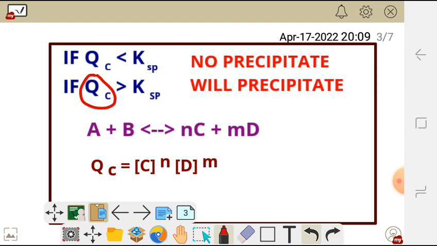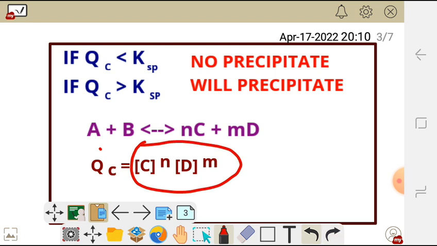The QC is calculated using initial concentrations of the products, but the KSP is calculated using the concentrations at equilibrium. So for example, if you have A reacting with B to form C and D, then the QC will be just the concentration of C raised to the stoichiometric coefficient N multiplied by the concentration of D raised to the stoichiometric coefficient M. That will be our QC. So you remember we use initial concentrations, not concentrations at equilibrium.